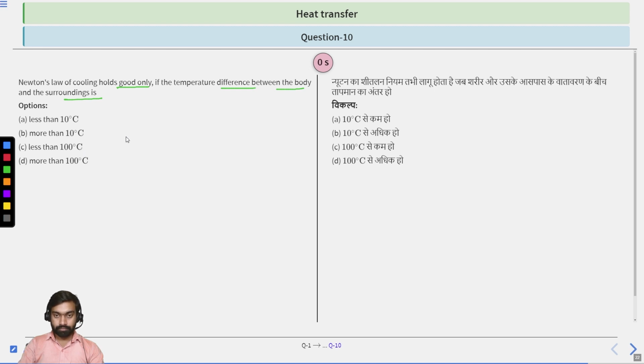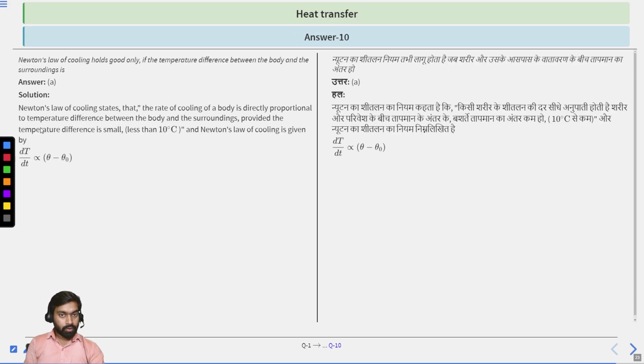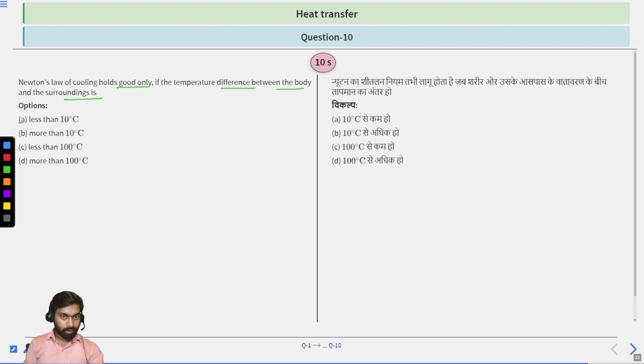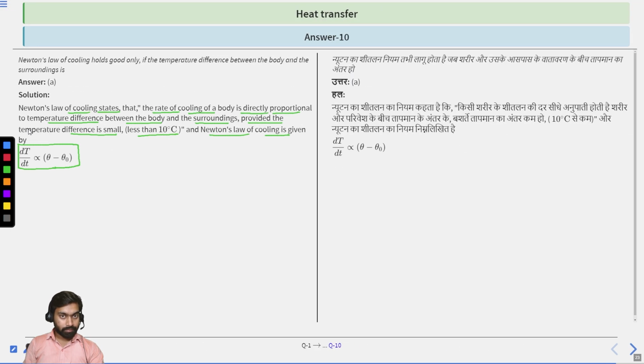Let's find a solution. So from Newton's law of cooling, which states that the rate of cooling of a body is directly proportional to the temperature difference between the body and surroundings, provided the temperature difference is small, less than 10 degrees Celsius. Newton's law of cooling is given by dθ/dt directly proportional to θ minus θ₀. So from this equation, the correct option is A. A is the correct option, less than 10 degrees Celsius. Clear? Thank you.